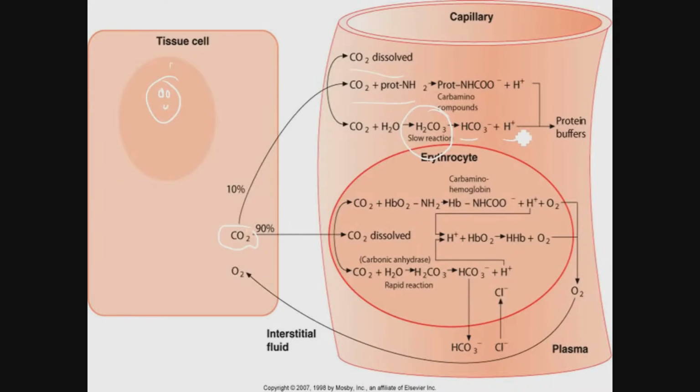The other 90%, the bulk of it, is either dissolved into the plasma as PCO2, same as we had out here. It's attached to a protein, in this case specifically hemoglobin. And it goes under the reaction because of the presence of carbonic anhydrase in a very rapid fashion, creating bicarbonate ions and hydrogen ions.